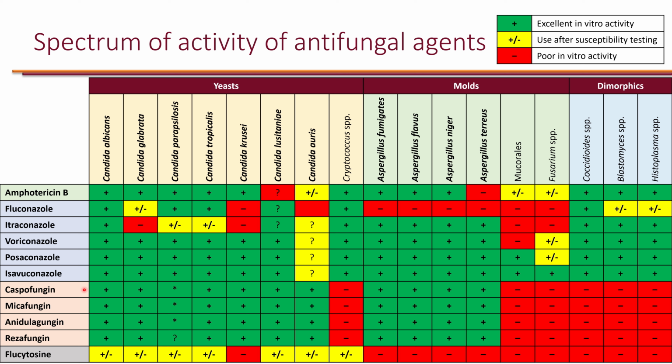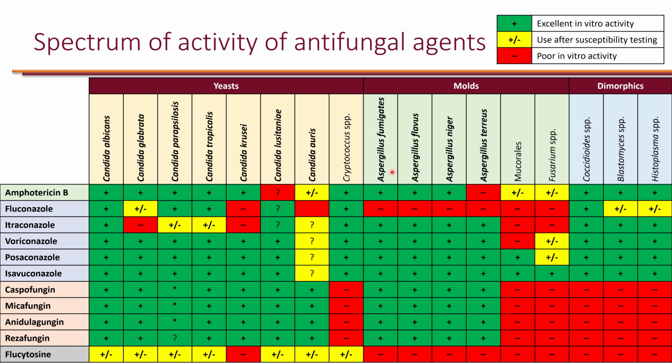So pretty good activity against Candida auris. But the shortcoming is that echinocandins are not active against cryptococcus. So no activity against cryptococcus. And flucytosine is yellow for pretty much most of these because it should not be used alone. It should be used in combination with another agent, and it's just not active against cryptococcus. Now next, let's take a look at molds.